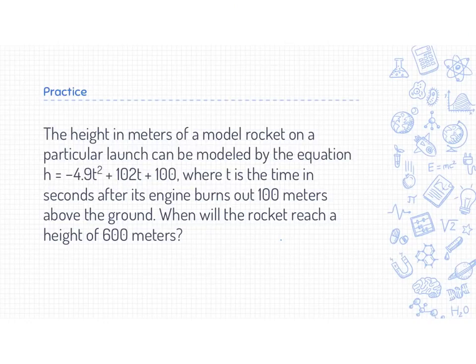Alright, so your practice on this one. The height in meters of a model rocket on a particular launch can be modeled by the equation h equals negative 4.9 t squared plus 102 t plus 100, where t is the time in seconds after its engine burns out 100 meters above the ground. When will the rocket reach a height of 600 meters? What we need to do is substitute 600 in for h, and just like we did before, set it equal to 0, and then use your quadratic formula. We will go over this one in class as well.